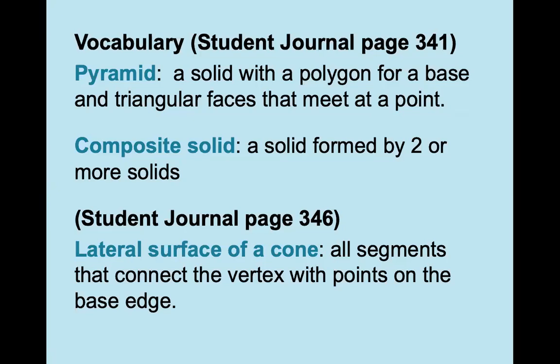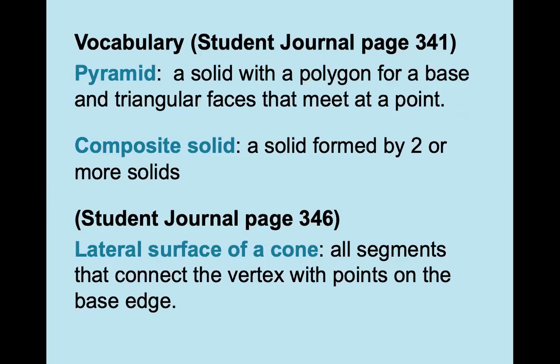A composite solid is a solid formed by 2 or more solids. And now we're going to jump to page 346 in our journals, because remember I talked about we're doing both pyramids and cones. So go ahead and turn to page 346 and write down the definition for lateral surface area. It sounds kind of strange. The lateral surface area of a cone is all segments that connect the vertex with points on a base edge.